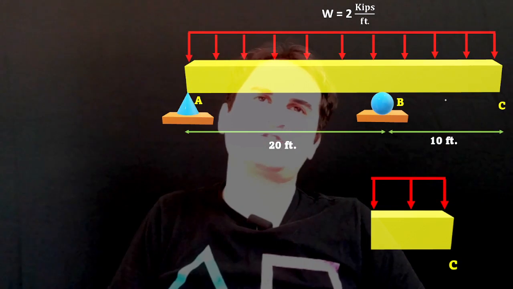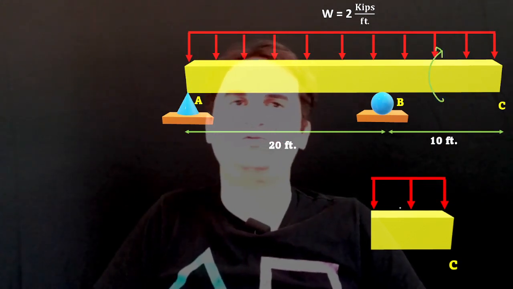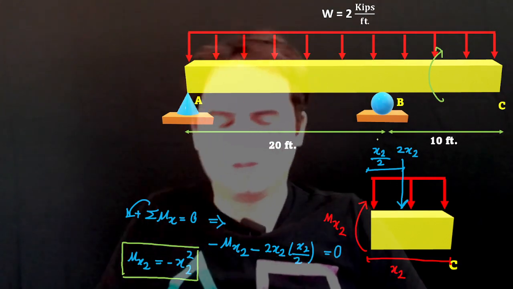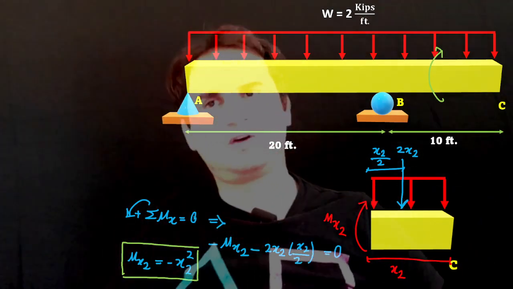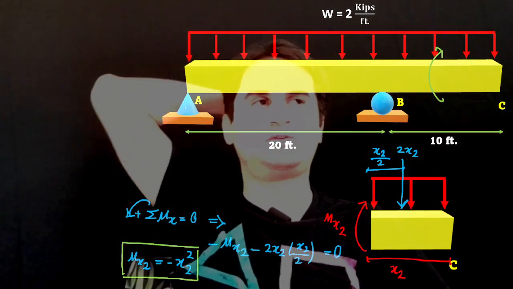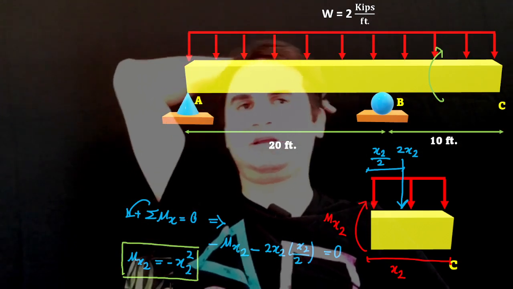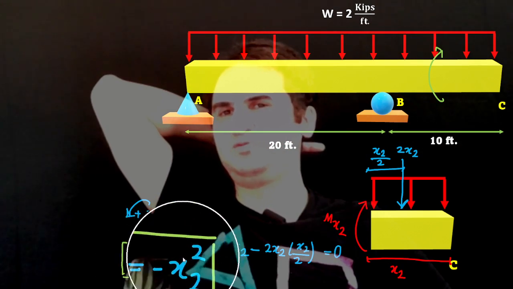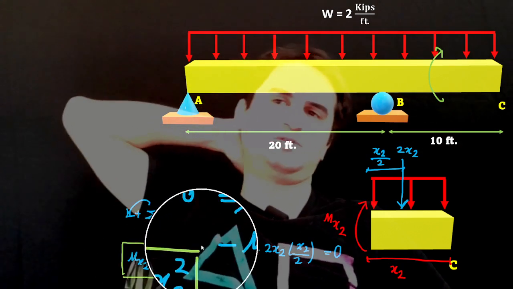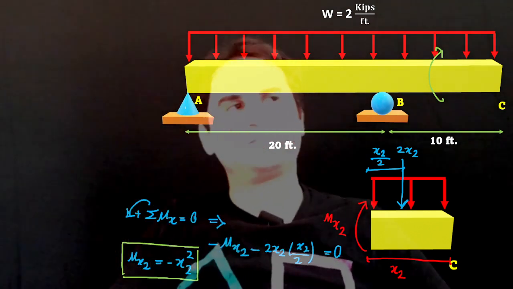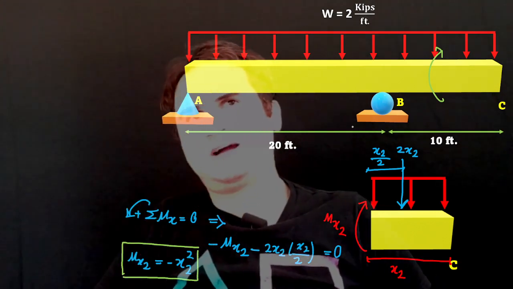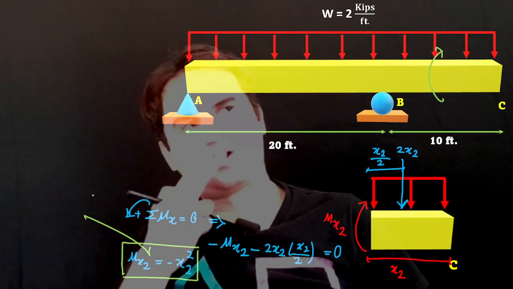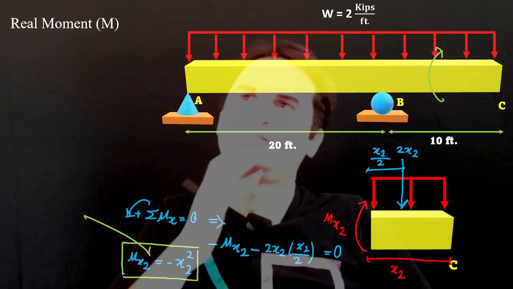So this time, if we cut the beam through section C to B, definitely this is x2, or you can call it either x1 and x2, and just remember to not mess with them. Again, we have the same story, and it gives us a mx equal to negative x2 squared. This is exactly the same moment we got in the first part.